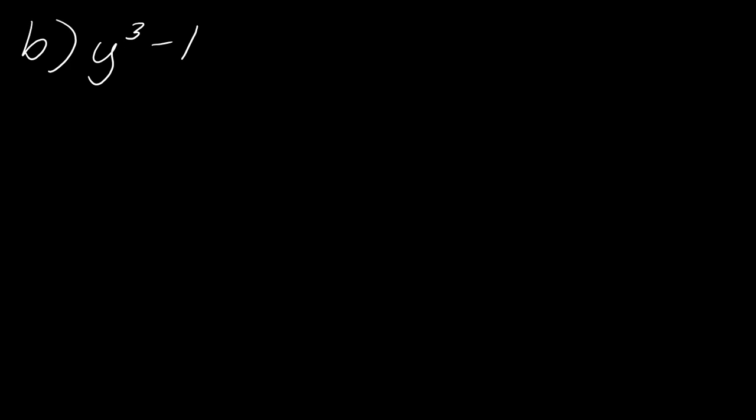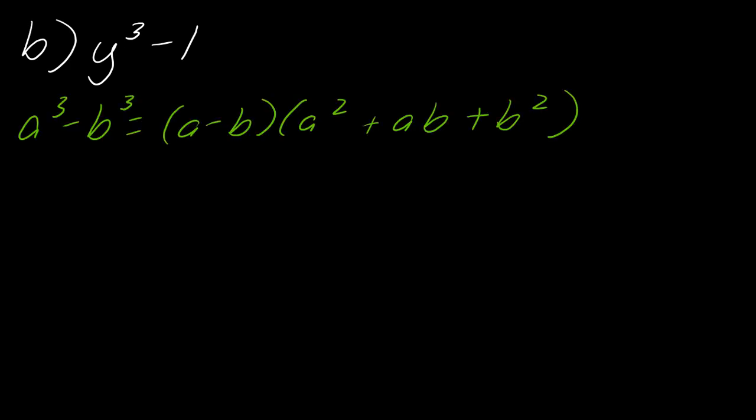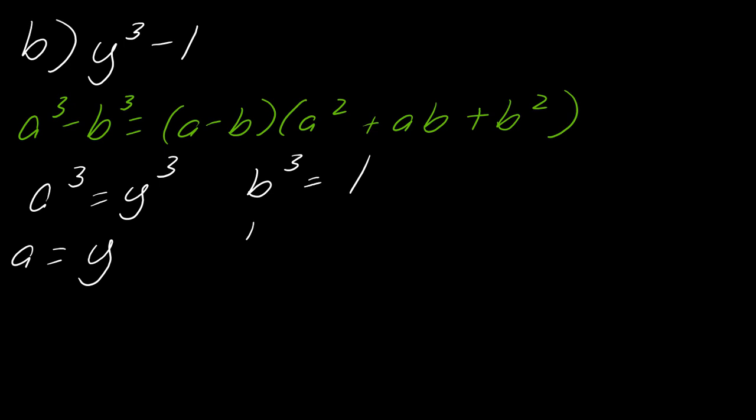Okay, so in this case, I need to use the difference of cubes formula, so I'm going to write that down. And then I just need to identify what is where, right? So in the A cubed position, I have the y cubed, which means that my A is equal to y. And then what's in the B cubed position is a 1. So then my B is going to be just equal to 1.